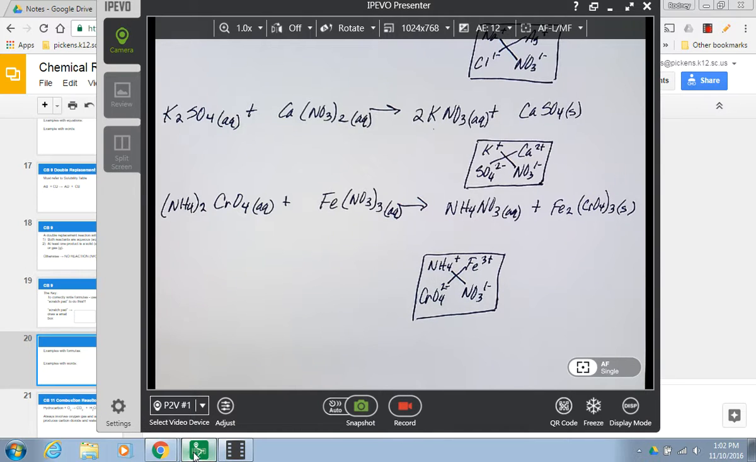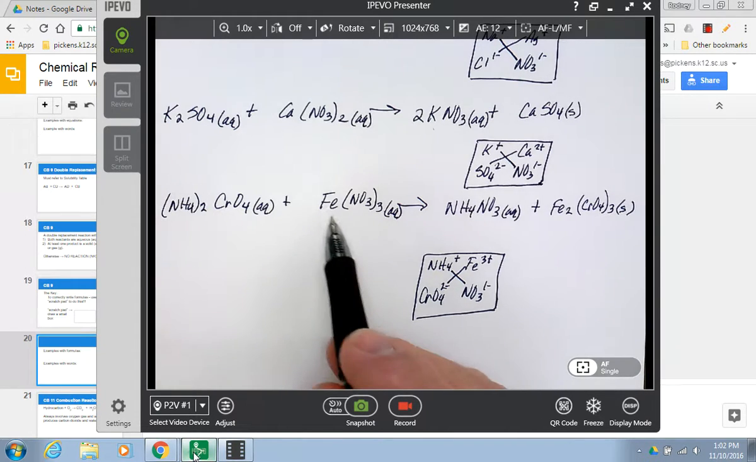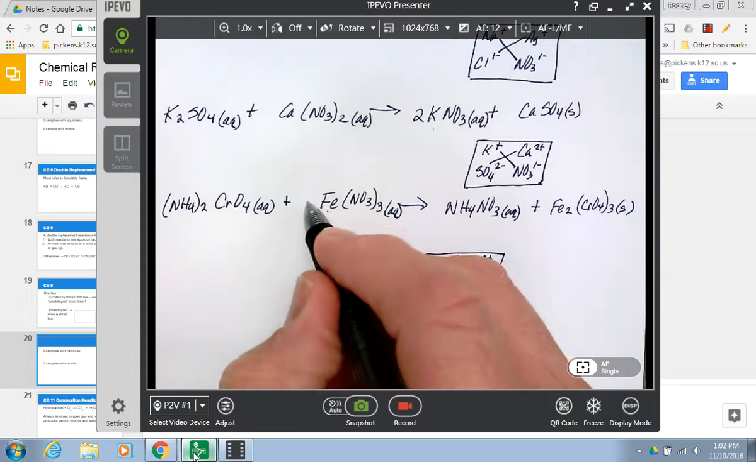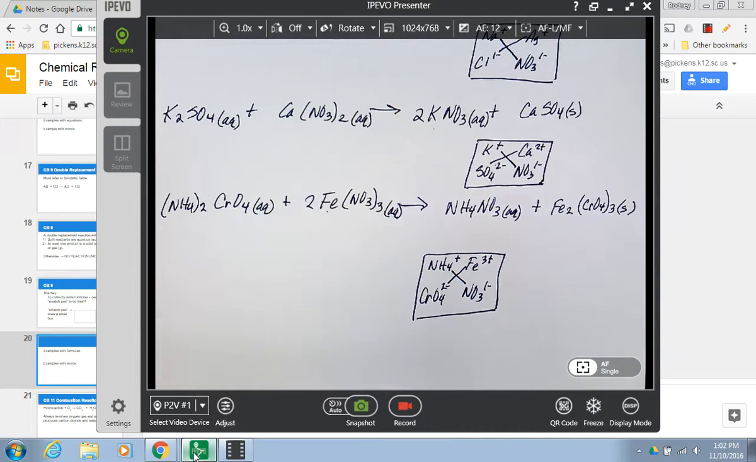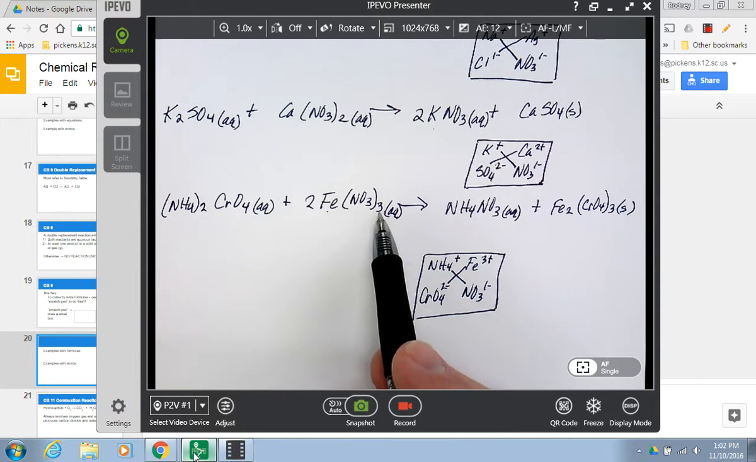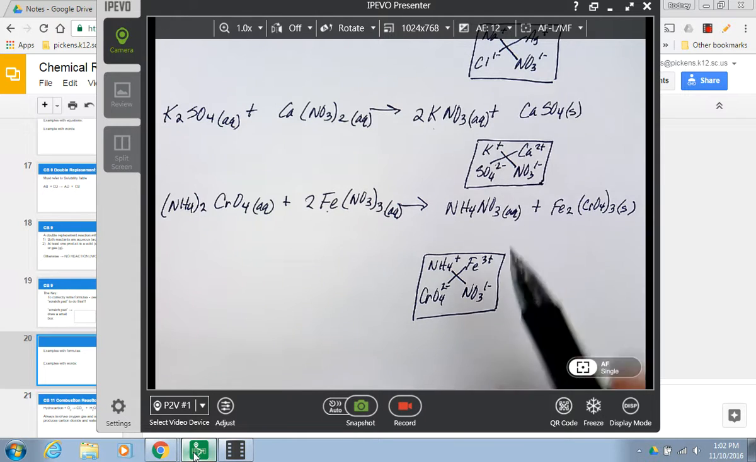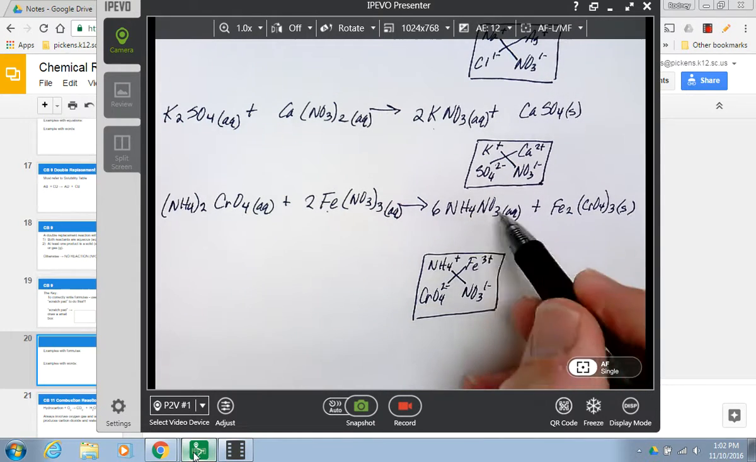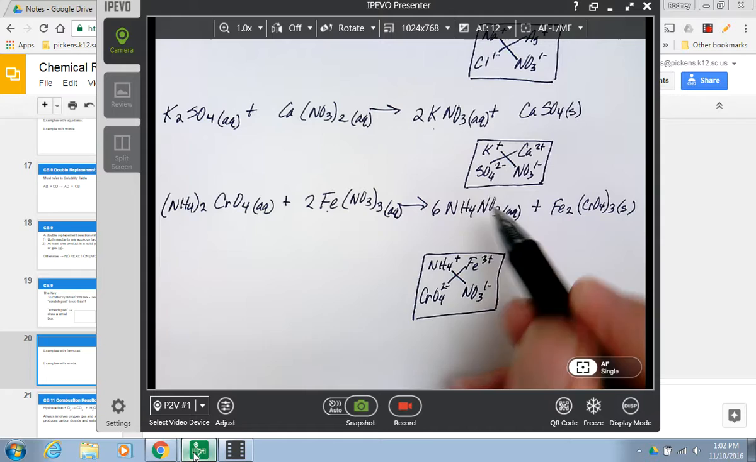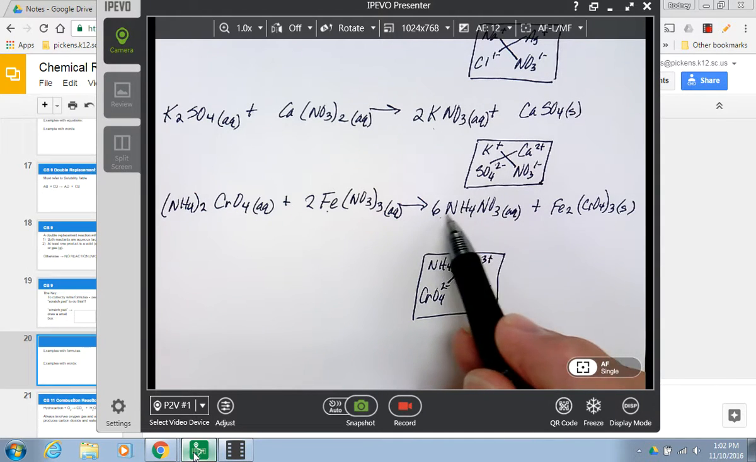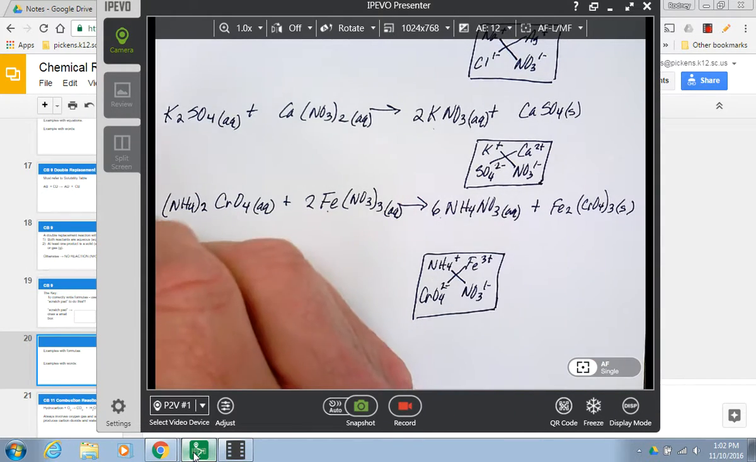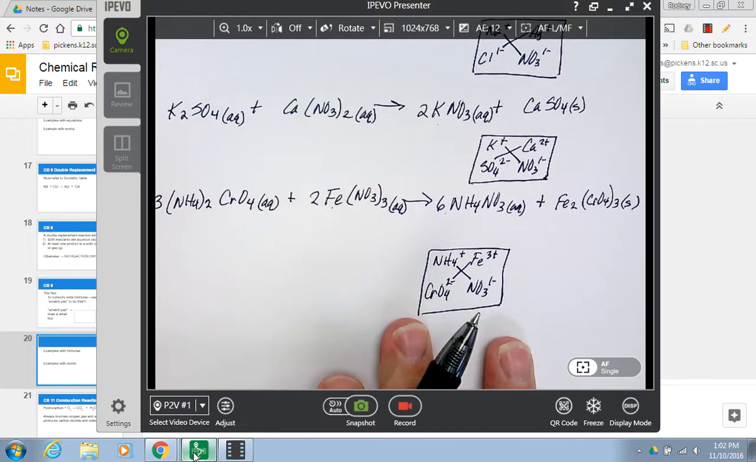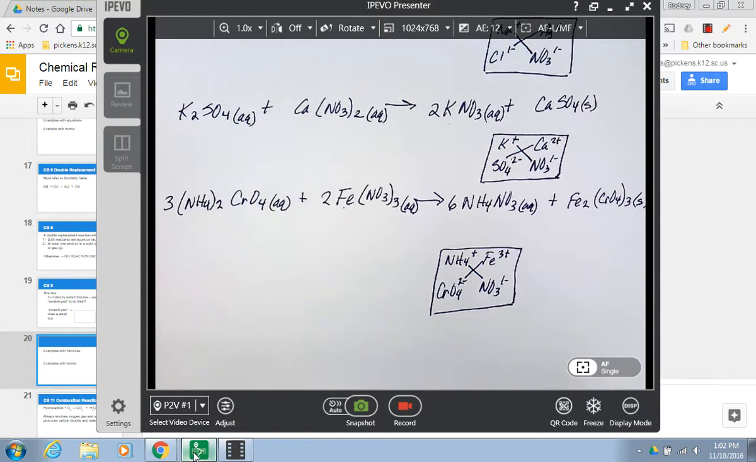Now we need to balance this. And for our iron, we have 1 iron here. We have 2 over there, so place a 2 in front of that. And then our nitrates, 2 times 3 is 6 nitrates. So therefore, we need a 6 in front of this one. That will give us 6 nitrates. That will also give us 6 ammonium, 6 NH4s. So we need to come back over here and put a 3, because 3 times 2 is 6.